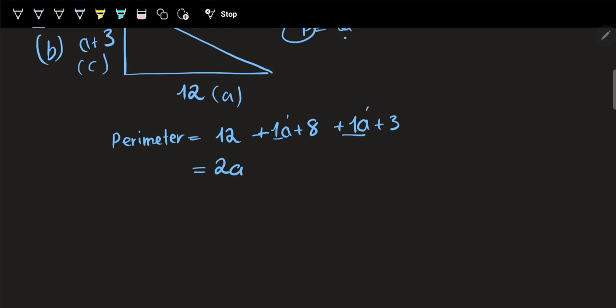Okay, now I've got the a's sorted out. What's left? Ignoring the a's, we've got 12, 8, and 3. So we can add them to make a sum. We can collect all of these three terms. 12 plus 8 is 20, plus 3 is 23. So this is our final answer for the perimeter.